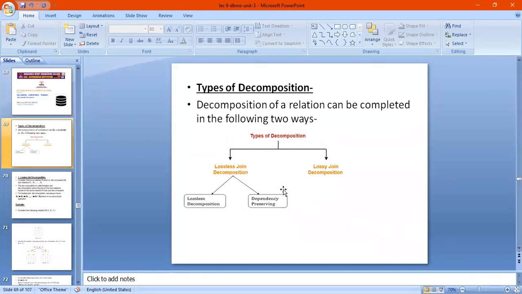Okay, let's come to decomposition. What is decomposition? Decomposition is nothing but breaking up a relation into smaller substructures, so that we can avoid all types of anomalies, redundancy, and inconsistency. So decomposition of a relation can be done in two ways. What are the two ways? Lossless join decomposition and lossy join decomposition.